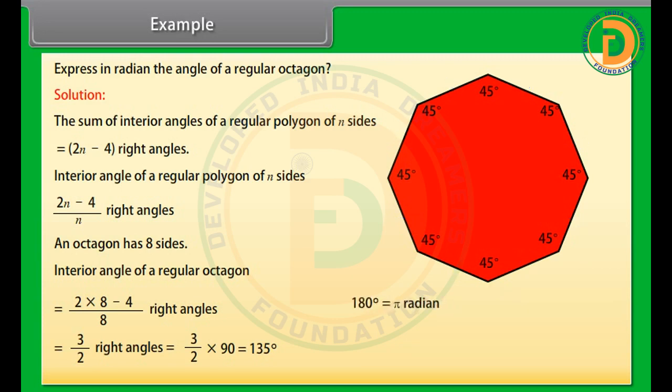180 degrees is equal to pi radian. 135 degrees is equal to pi by 180 into 135 radian, which is equal to 3 pi by 4 radian.